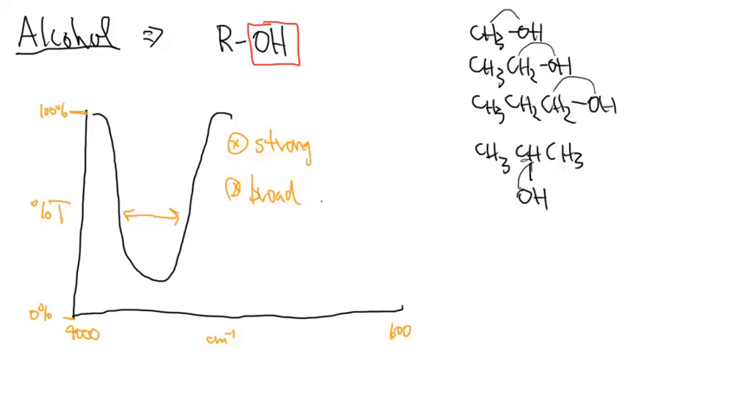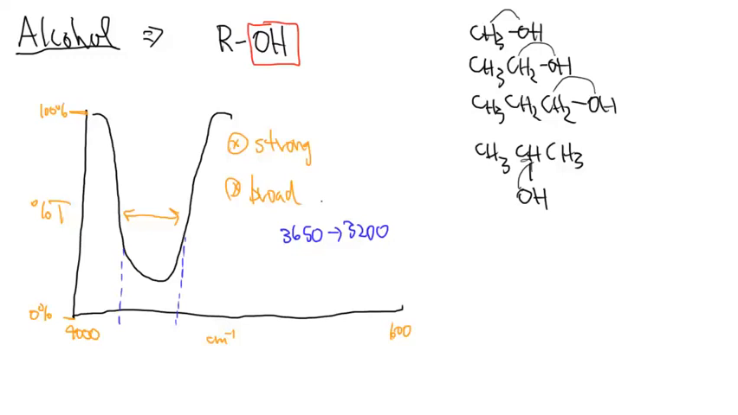Now, there's a number that this happens every single time. And this number is an important number for you to memorize because it's probably going to show up on a test. And the alcohol group will always show up in the range of 3650 to 3200. And if you look in this range, that's kind of where I've drawn that peak.